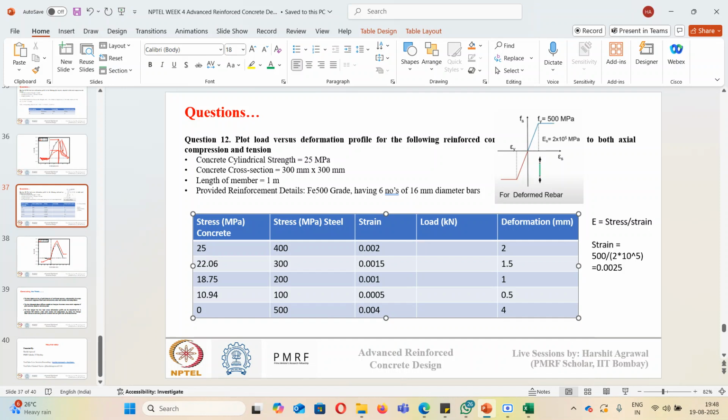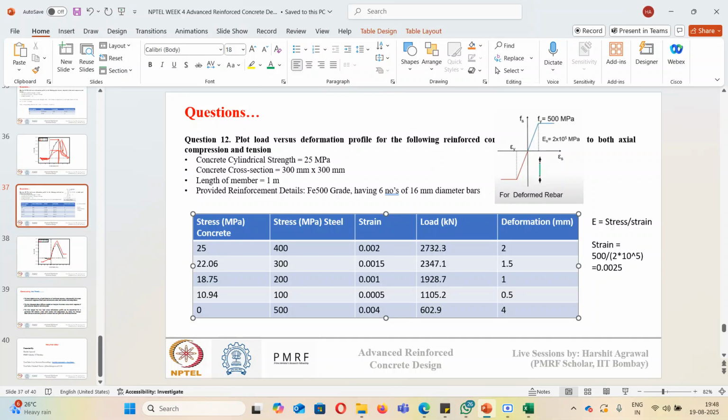at 0.002, it will be 2327.3. Similarly, at all other strain values, we know the stress in steel and stress in concrete, so we can calculate the total load. So this will be 2347.1. At this, it will be 1928.7 at strain of 0.001. At strain of 0.0005, it will be 1105.2. And at strain of 0.004, it will be 602.9.